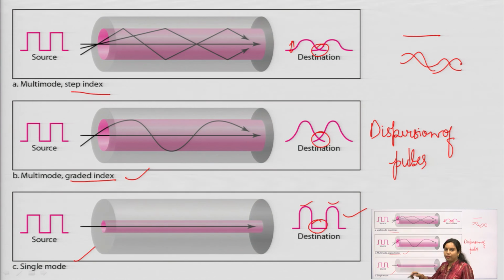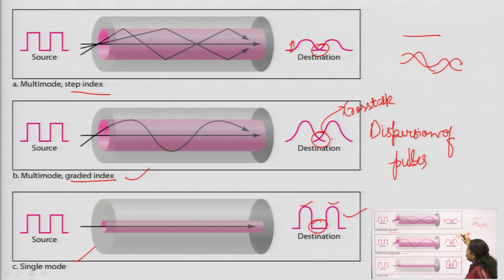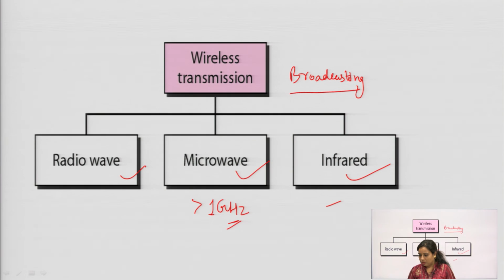Then the multi-mode graded index will be there, which is based on the dispersion of pulses, because the shape of the pulse is going to change, and also the crosstalk will be there. Then next we have seen the multi-mode step index, where more than one pulse will again be transmitted, but the strength of the signal will be reduced. So, this is the propagation mode.